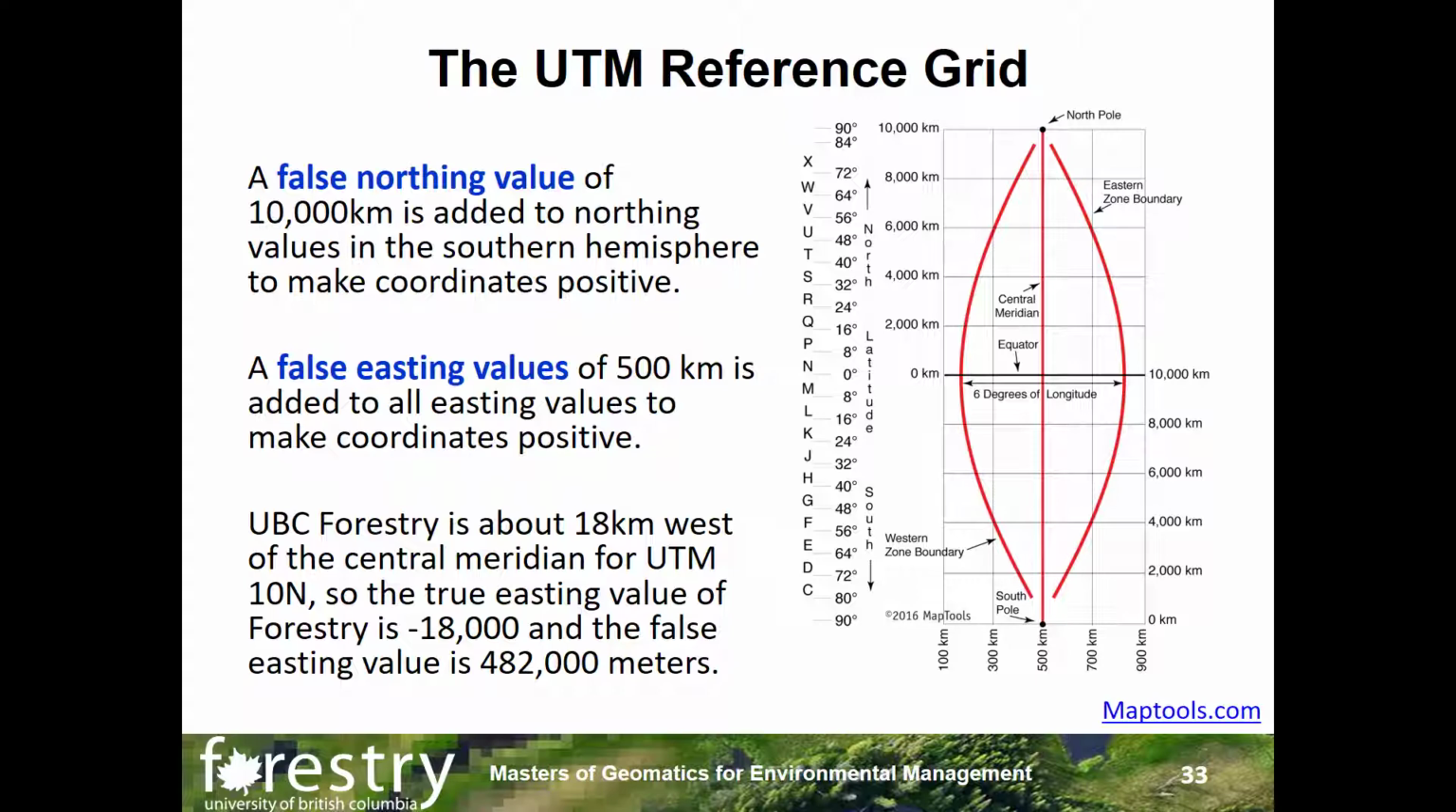So the coordinates of the Forest Sciences Center would be represented as 482,000 meters easting by 5,480,000 meters northing in UTM Zone 10 North. Just know that when you're viewing UTM coordinates in GIS, you are almost certainly looking at false eastings and false northings. Creating the coordinates this way also makes it easy to know how far you are from the South Pole or from the equator, and how far you are from the edge of the map projection. Keep in mind that these are coordinates in a two-dimensional projected coordinate system. They are not latitude and longitude values that correspond to the geographic coordinate system of a spherical Earth.